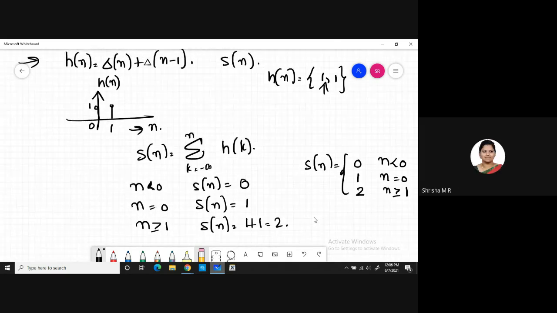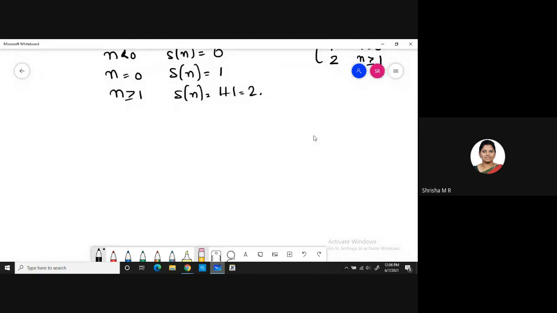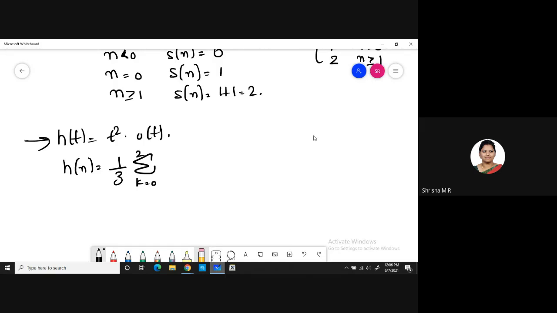Okay, ma'am. So take down next problem. H of t is equal to t square into u of t. Try this. H of t is t square into u of t, and you try this also as homework. You can take h of n is equal to 1 by 3 summation k is equal to 0 to 2 of delta n minus k. You try these two now.